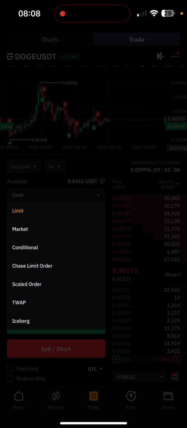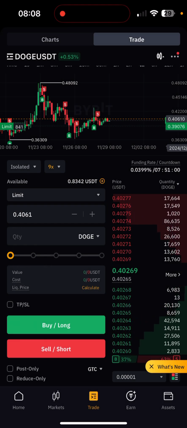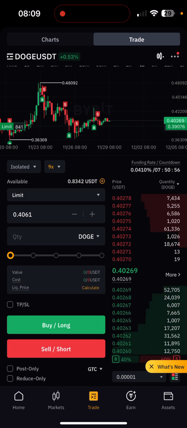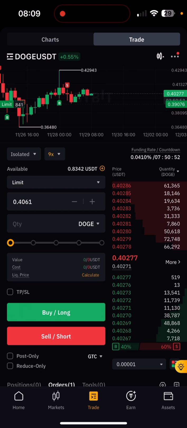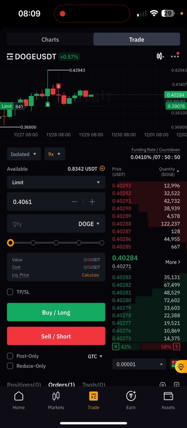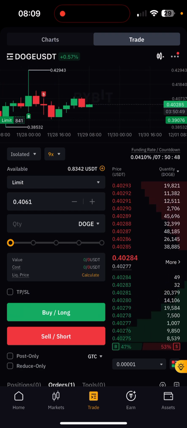Limit is when, for instance, you have the market at this point. Right now I placed a limit on Doge, and my limit on Doge, if you look at these two green lines, the one that is not moving is my limit, which is 0.39076. This is my limit to buy.